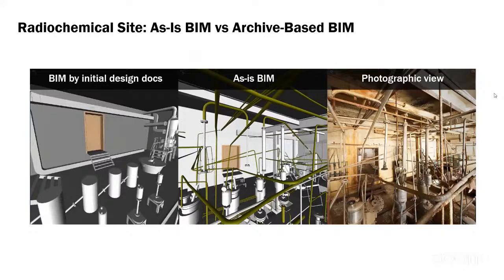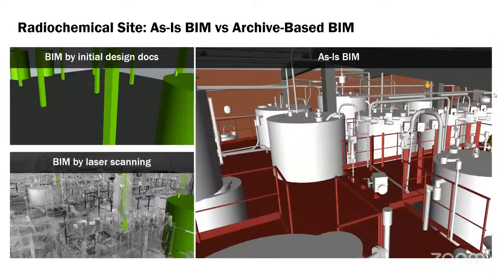Here is just an example. On the left, you can see the 3D model of the compartment that was built only from initial design documentation. In the center, it's the model that was made also using laser scanning. And on the right, it's just a photograph of the area. So you can see the difference could be really huge, and that affects all the subsequent procedures of decommissioning planning.